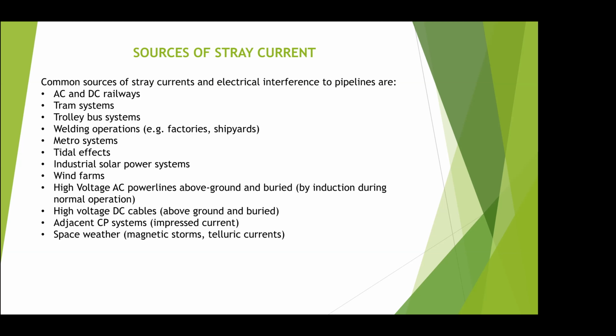Wind farms are a menace because they very often generate DC, and they transport that to somewhere where they chop up the DC to make AC. When you do that, you create all kinds of harmonics and electrical interference. You get high voltage DC cables above ground and buried. You get adjacent CP systems. And believe it or not, pipelines can be affected by space weather events.